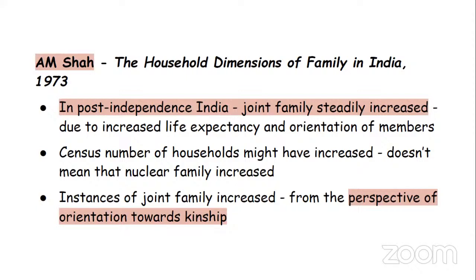And he also added that the census numbers of households might have increased after independence, but it doesn't mean that nuclear families increased. So he stuck to his viewpoint that instances of joint family increased in post-independence India. He talked like this mainly because he was approaching family structure from a perspective of orientation towards kinship. He was not considering living under the same roof, or sharing a common residence or kitchen, but talking about family from the perspective of the relationship between kins. From that point of view, we can say that instances of joint family increased in India after independence.